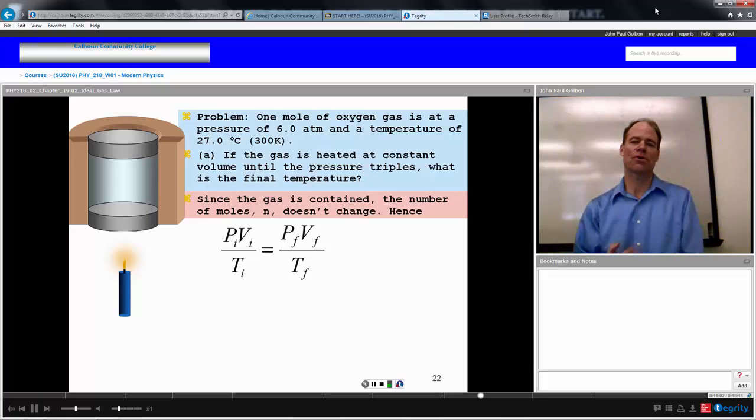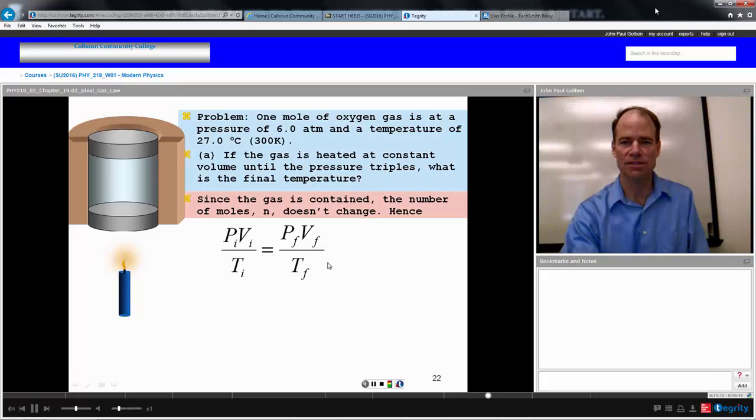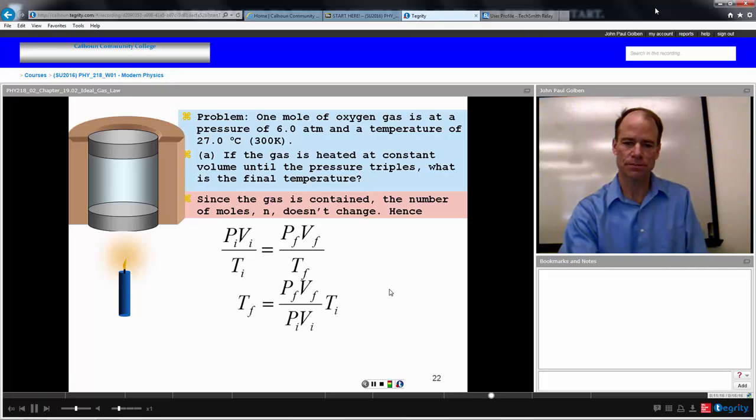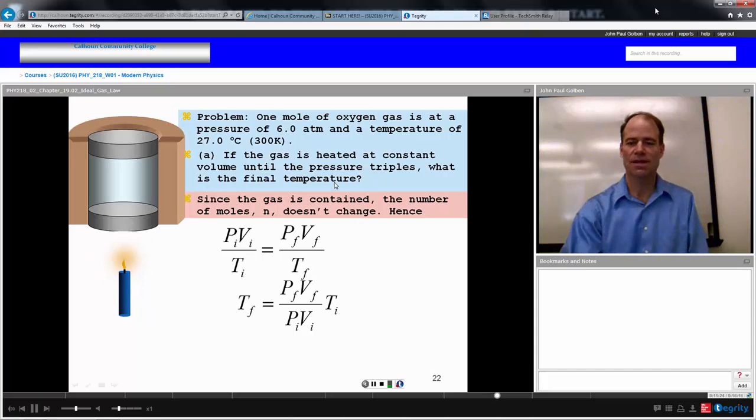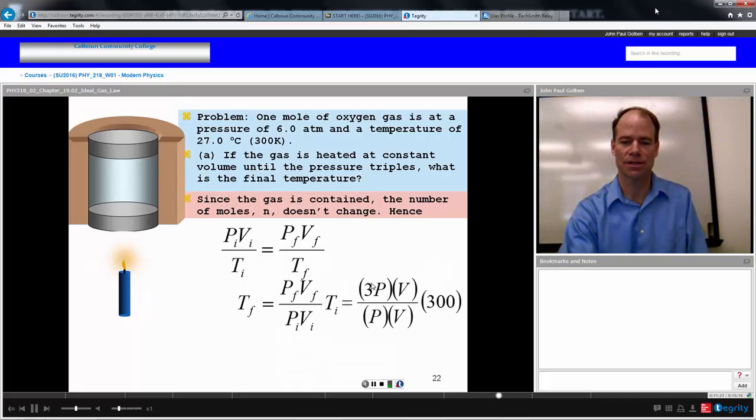Since our number of molecules does not change, our number of moles won't change, and we can use our ratio for this problem. So PV over T is a constant. Let's solve this for the final temperature. Bring that over to the left. Final temperature will be our final pressure divided by our initial pressure times our final volume divided by our initial volume times the initial temperature.